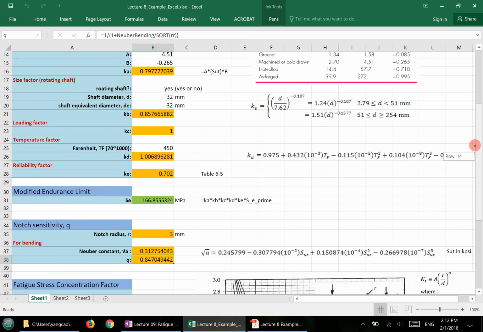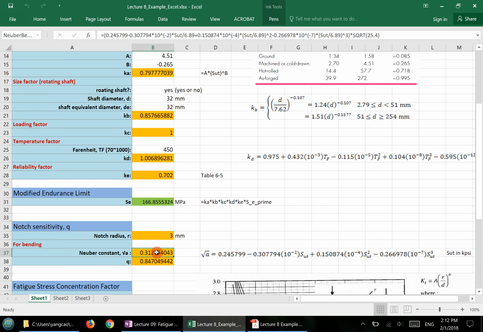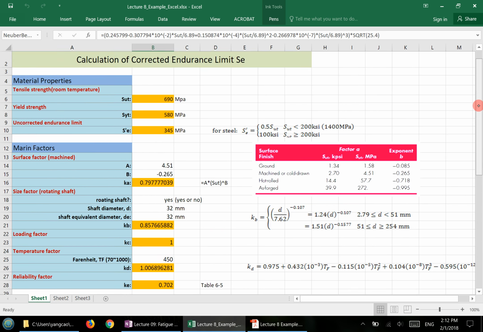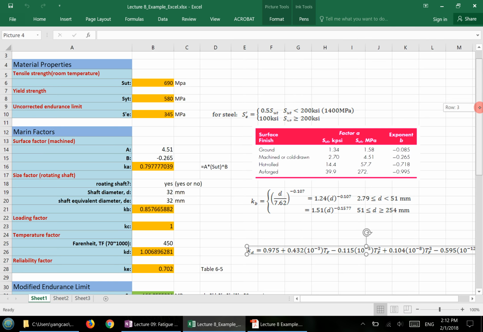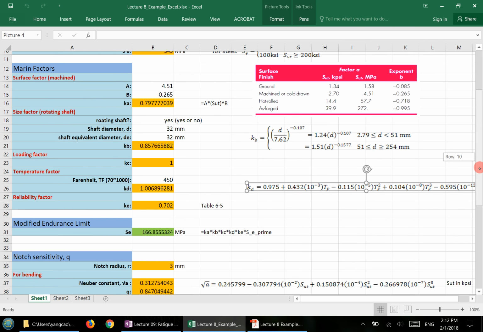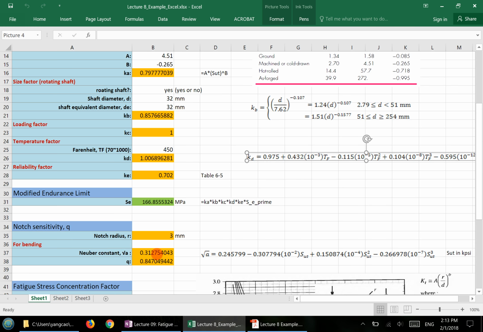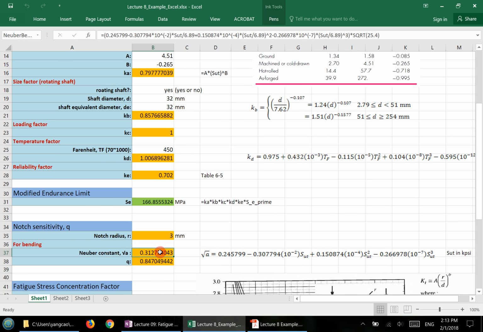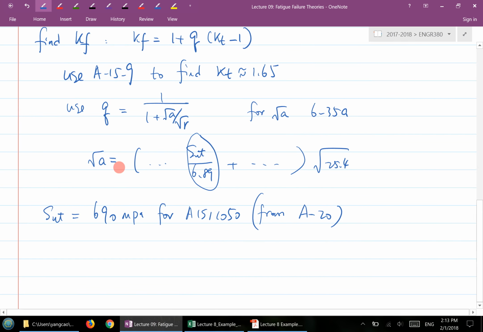Let's see where the root a is. So here's the root a formula. Sut over 6.898, and Sut is 690 megapascal here. At the end, times the square root of 25.4. So for this one, you can calculate it. You get your root a, which is equal to 0.313 root millimeter.